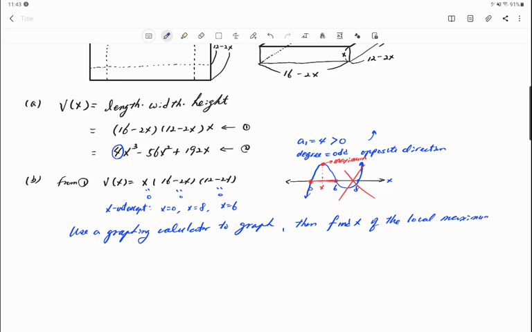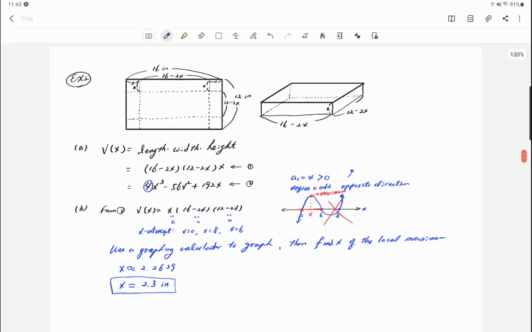Can you see it? All right. Then x is approximately 2.2629 something. So x is approximately 2.3 inches. That's the solution.